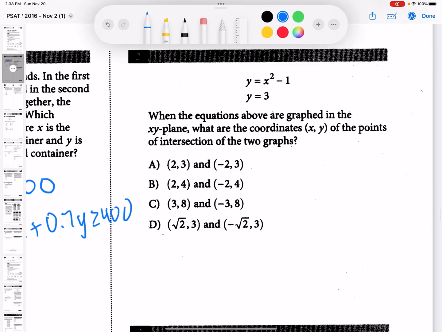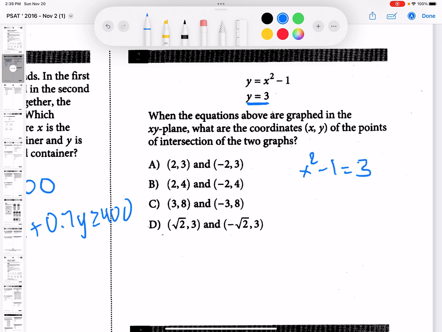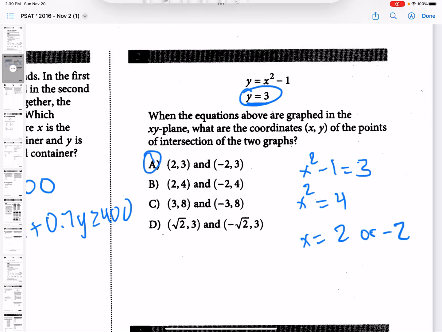When the equations above are graphed in the xy plane, what are the coordinates xy of the points of intersection of the two graphs? So I already know that our y value is going to be 3, but just to make sure, since both are equal to each other, I'm just going to find the x value. So take -1 to the other side, we get 4. So x is either equal to 2 or -2. And because y is 3, that means A should be our answer.